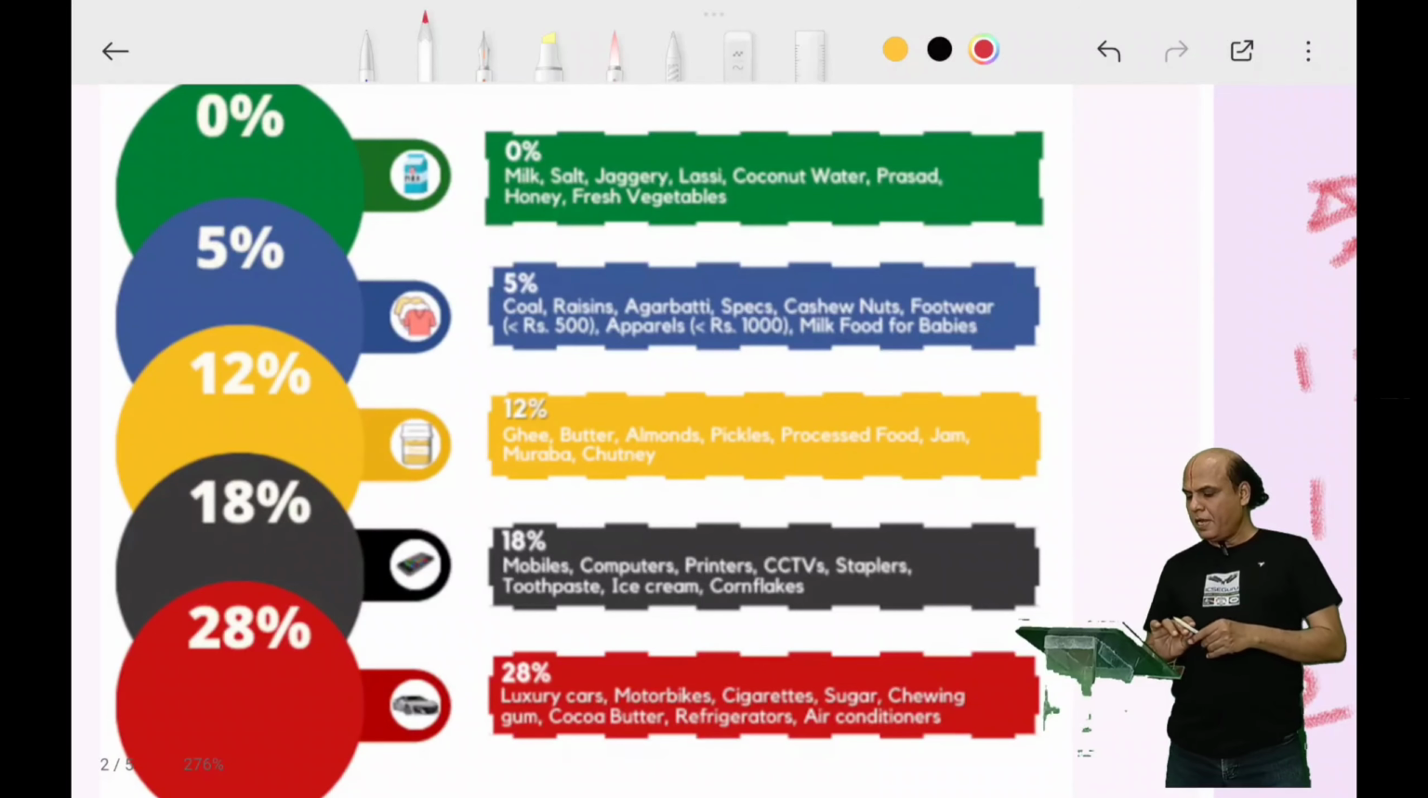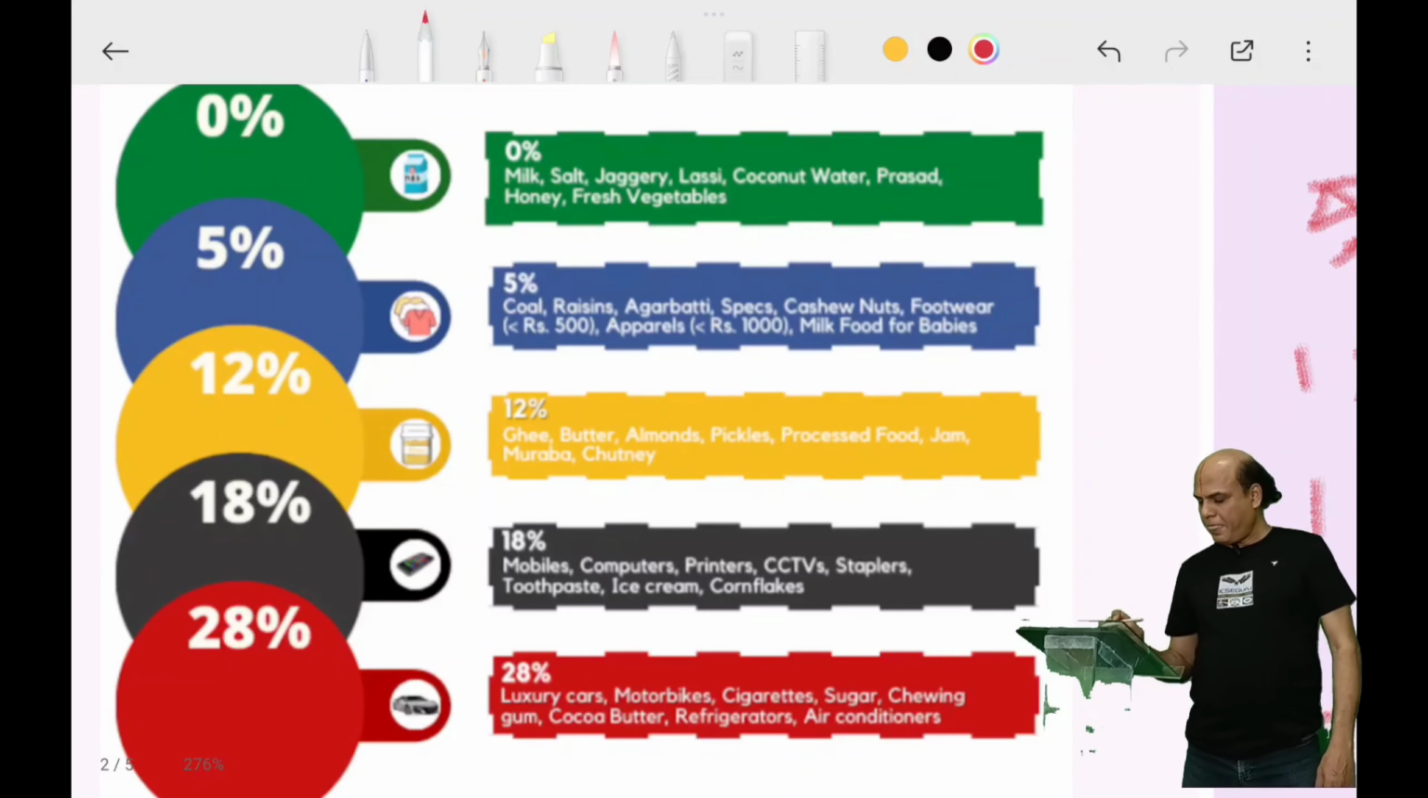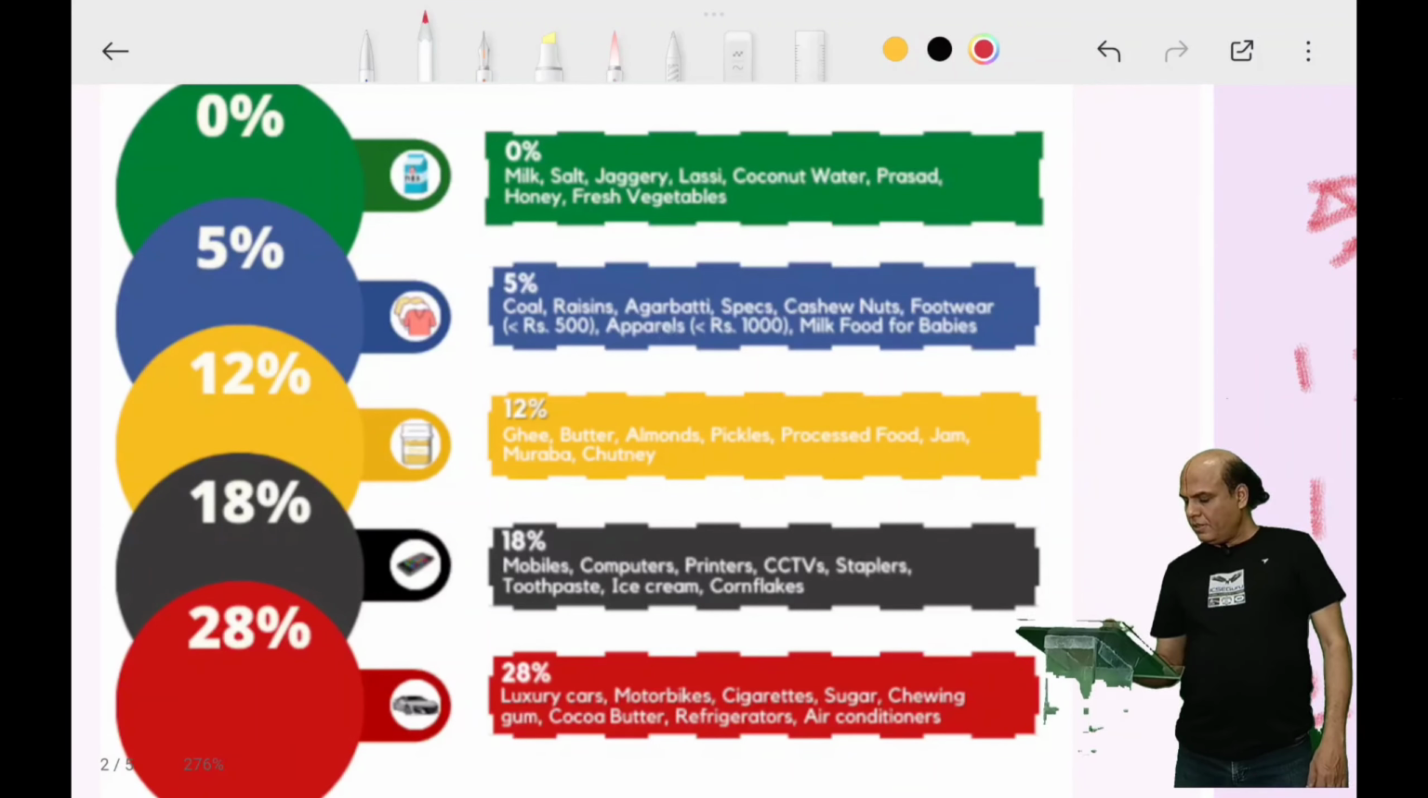If you are really interested in what kind of goods, just to give you a sense, for example, milk, salt, jaggery, lassi, coconut water, all these fall under the 0% tax slab. Then agarbatti, cashew nuts, footwear, clothes, all this falls under 5%. Then at the 12% slab rate: ghee, butter, almonds, pickles, processed food, etc. fall under this. At 18%: mobiles, computers, printers, CCTVs, so these are luxury items, 18%. At 28%: luxury cars.